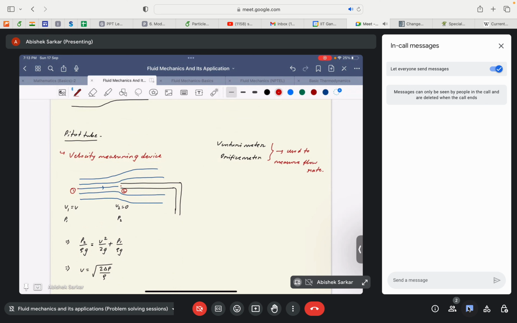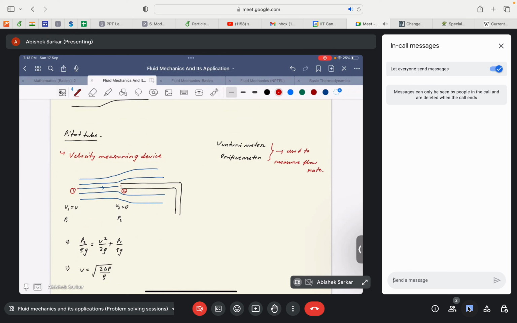See, I'm not saying that by the use of a venturimeter you cannot determine the velocity, right? It can be done, but the sole purpose, the sole design or objective for which the venturimeter and orifice meter were designed was to measure the flow rate.